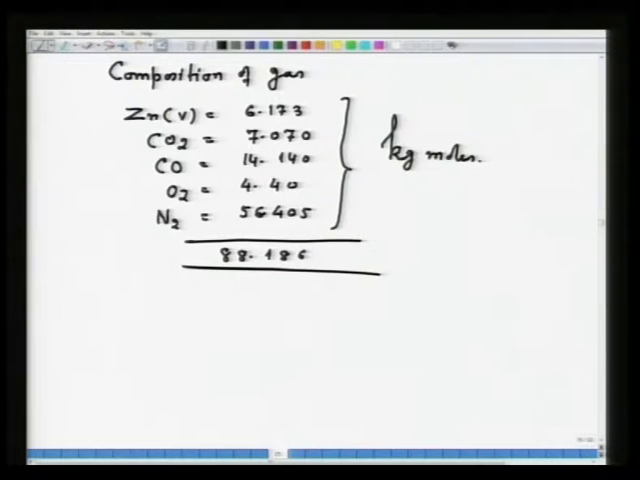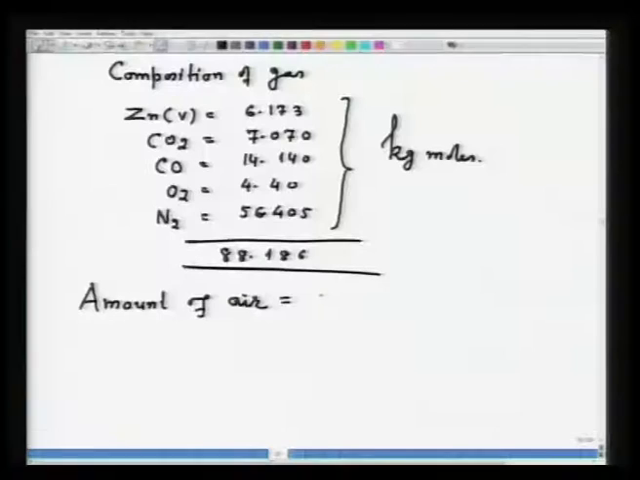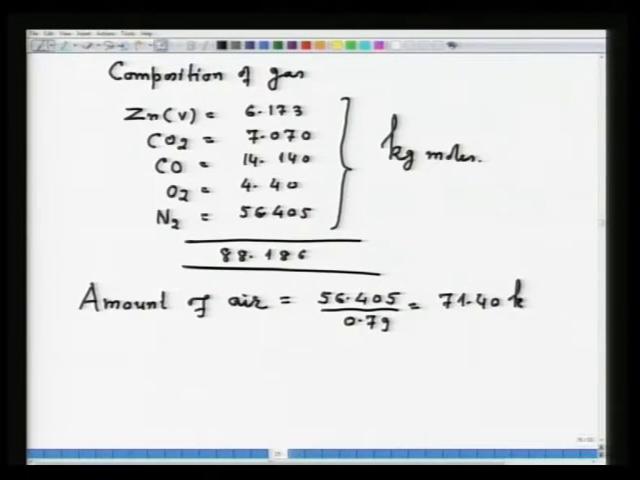Now, once you know this, then we can find out the amount of air. Can you tell me how you will calculate? Because nitrogen from air will be the available nitrogen in the exit gas. So, it is very simple, that will be 56.405 divided by 0.79, that is equal to 71.40 kg moles. This is the amount of air which is used in the process.